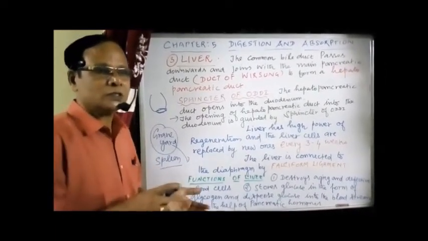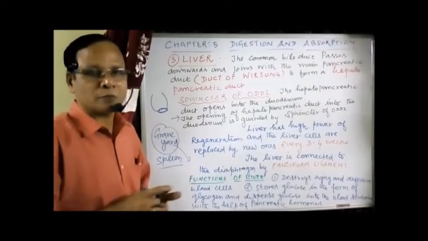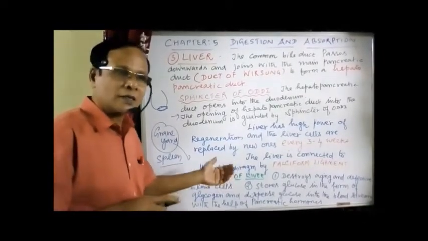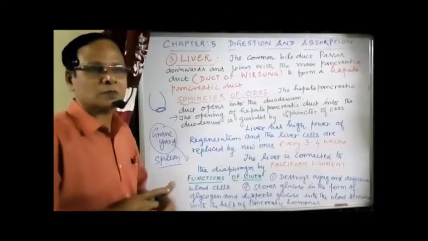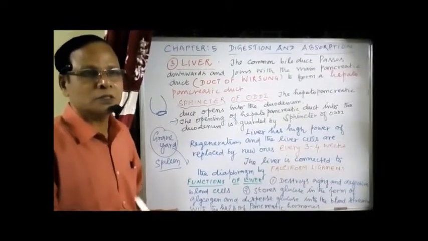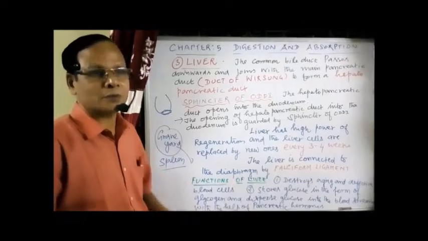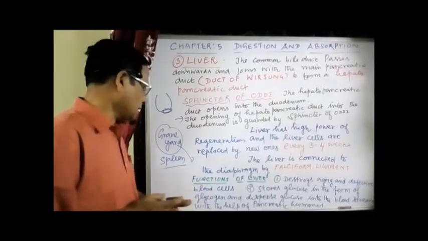Insulin is for the storage of glucose in the liver in the form of glycogen. Glucagon, another hormone, is responsible for the release of glucose and the dispersal of glucose through the bloodstream to various parts of the body. So that is the second function.